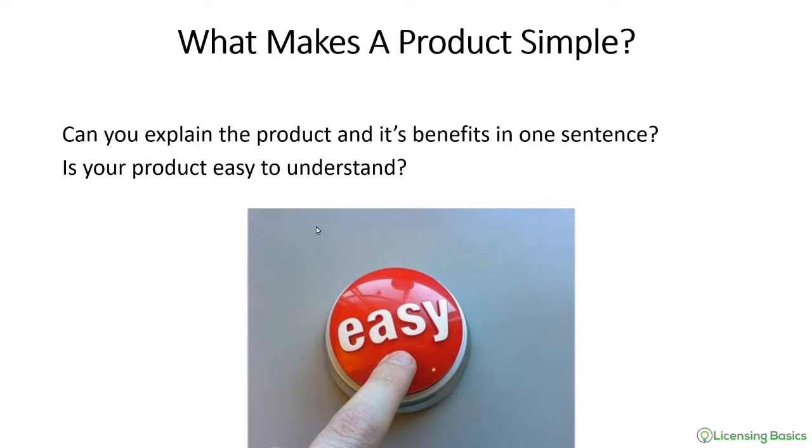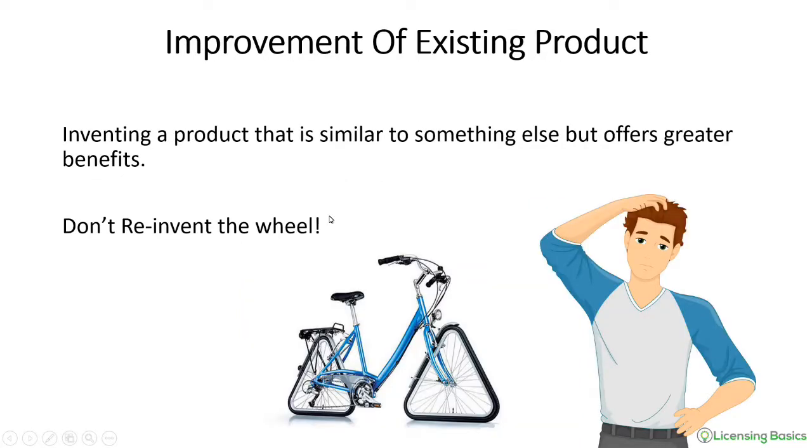So what makes a product simple? Basically, if you can explain the product and its benefits in one sentence, that's going to make it sound more simple. So is your product easy to understand? That is a big and important thing that you have to get down: can you easily explain your product? And if you can't, either figure out an easy way to explain it or pick a new product.